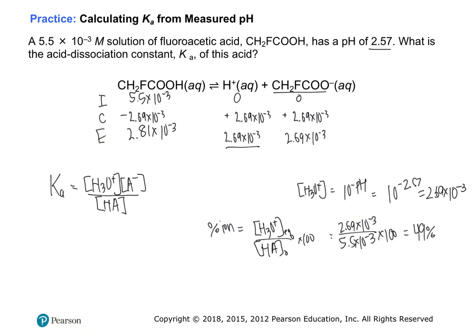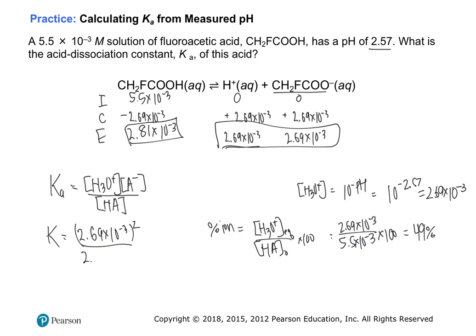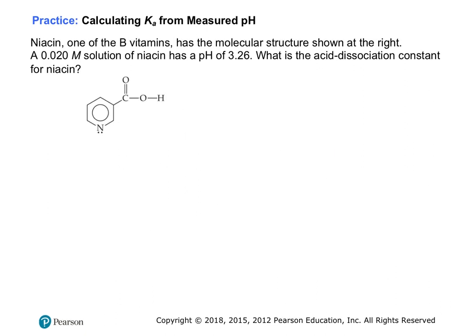So let's find that Ka. So Ka, I'm going to plug in 2.69 times 10 to the negative third squared, that's these values, divided by my equilibrium of the acid, 2.81 times 10 to the negative third. So then I get a K value of 2.58 times 10 to the negative third. So yeah, a stronger acid has a higher K value.